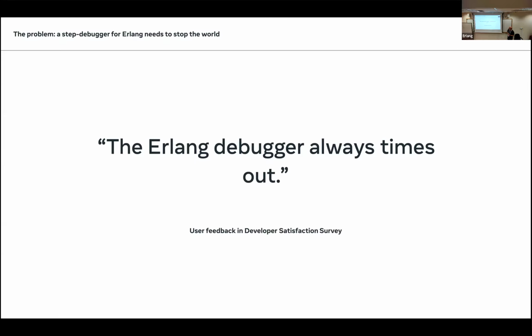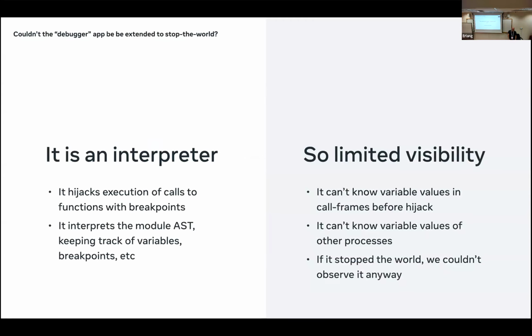So our first impression was that if we wanted to solve this, we needed an Erlang step debugger to stop the world, not just the process that hit the breakpoint, but every other process on the VM. So we could say, okay, let's take the debugger application that comes with OTP and extend it so that it does this stop-the-world thing. Now, we didn't think that was a good idea, partly because of the way this debugger works.